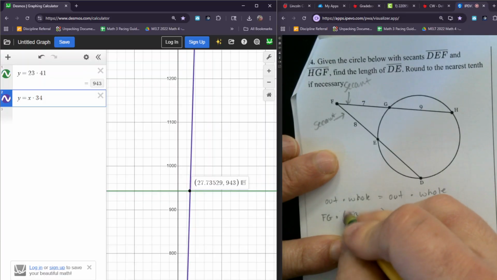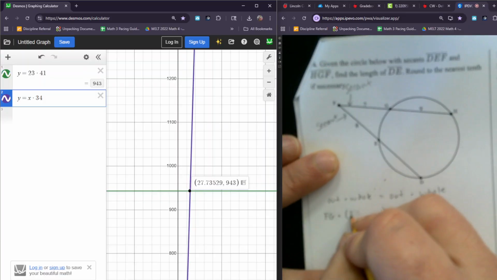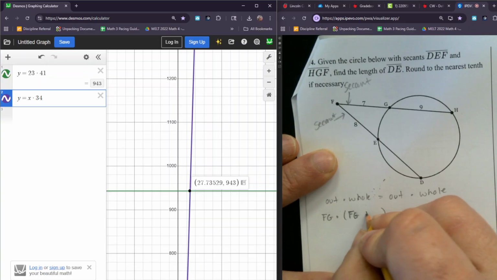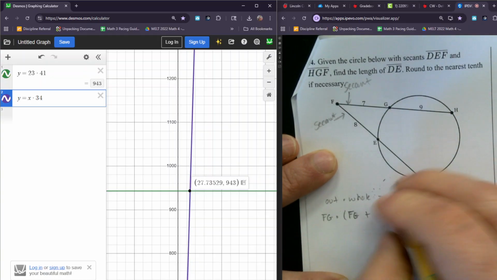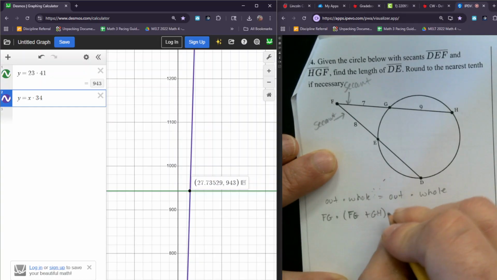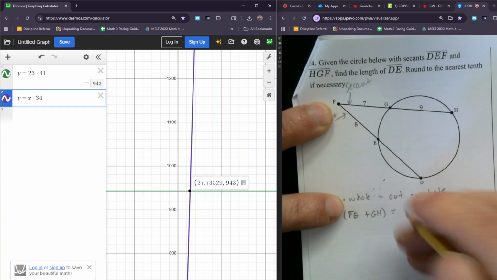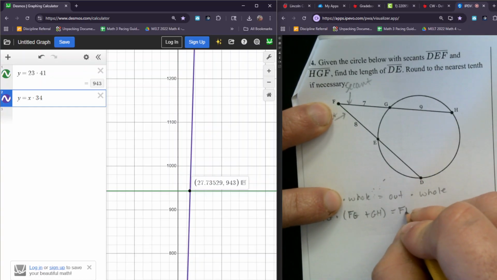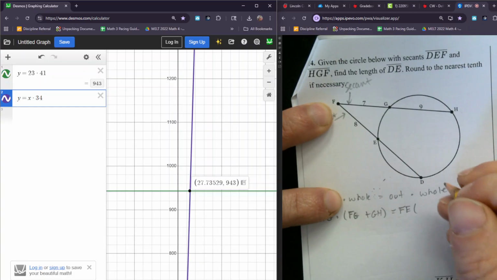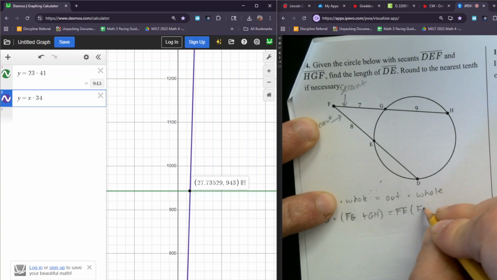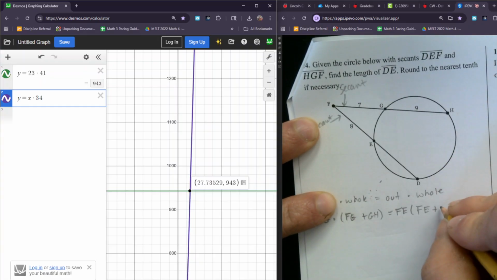Let me erase that right there. That way, you'll be able to see it. FG plus, the whole thing is FG plus GH equals this guy. The outside is FE. The whole thing is FE plus the inside, which is ED.